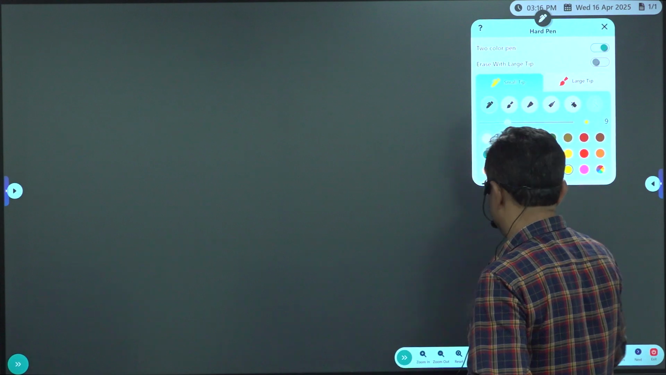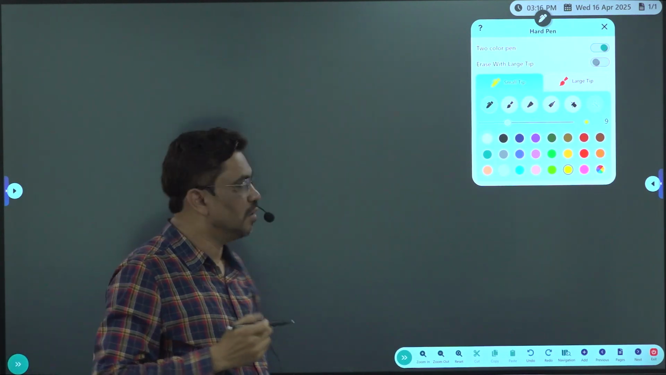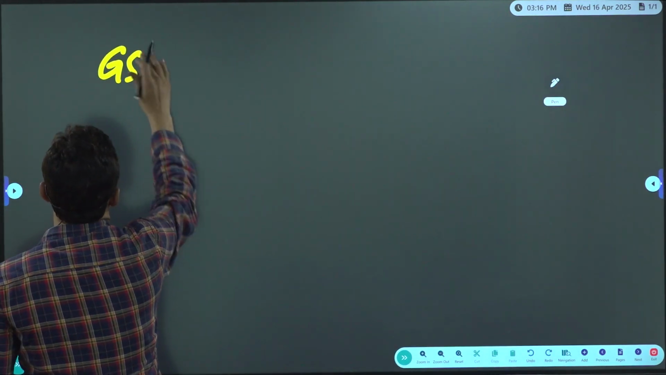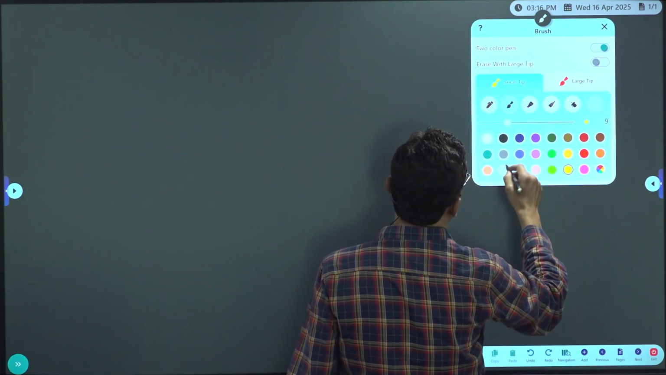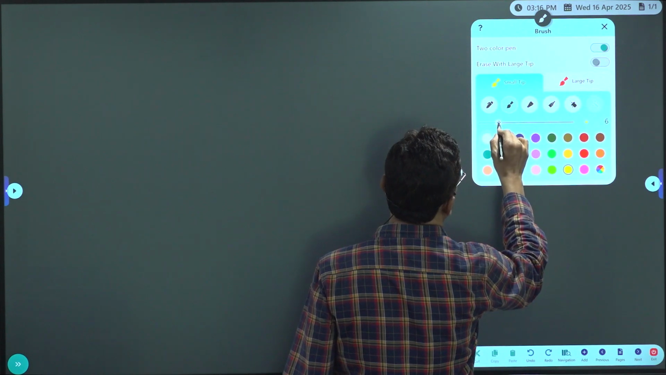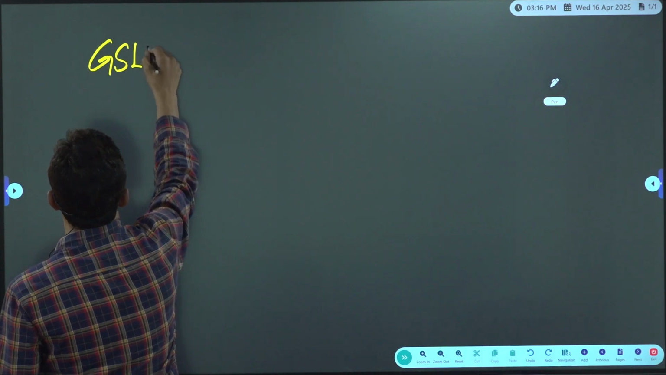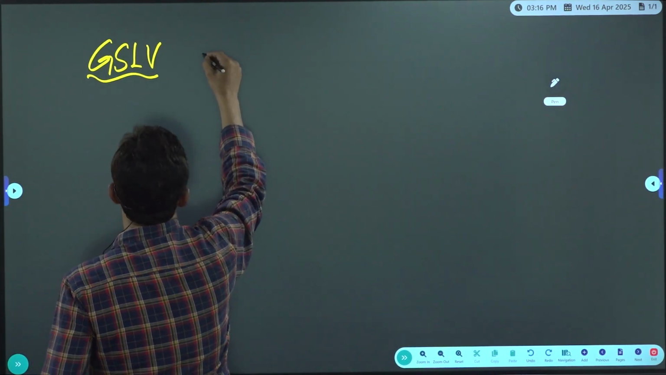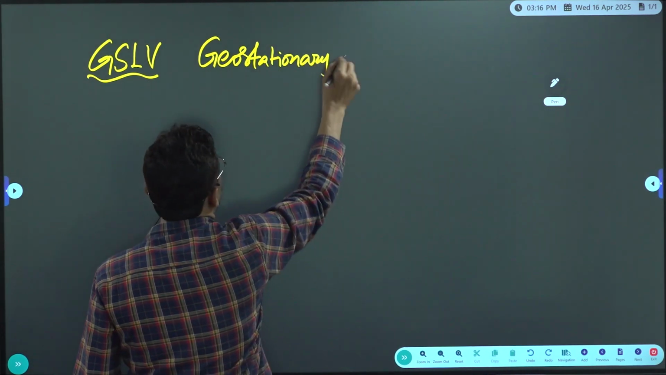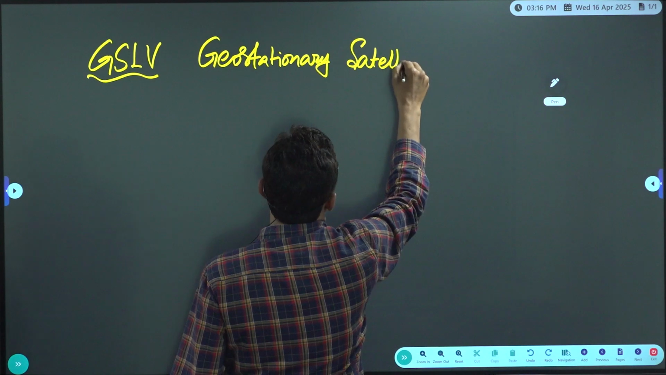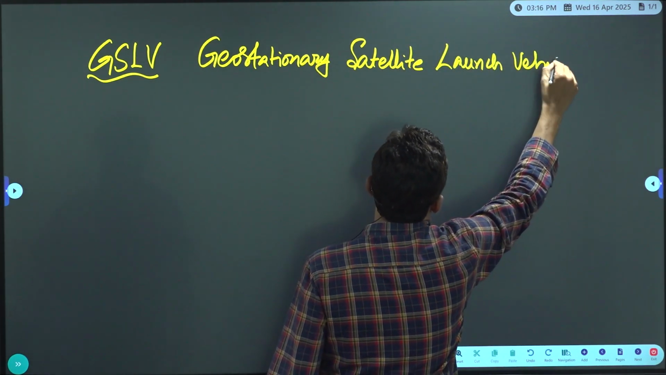So we are discussing the launch vehicles. We completed SLV, ESLV, PSLV. Next, GSLV. GSLV means Geostationary Satellite Launch Vehicle.